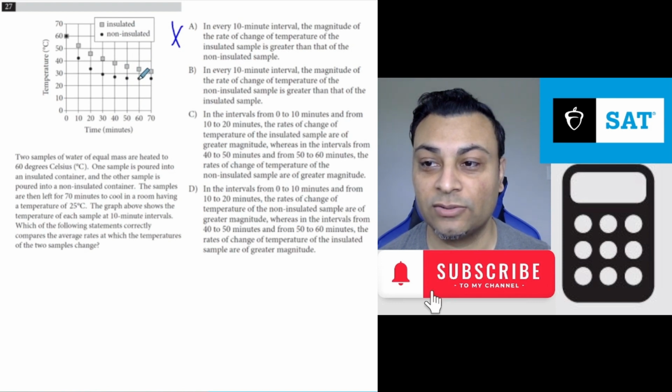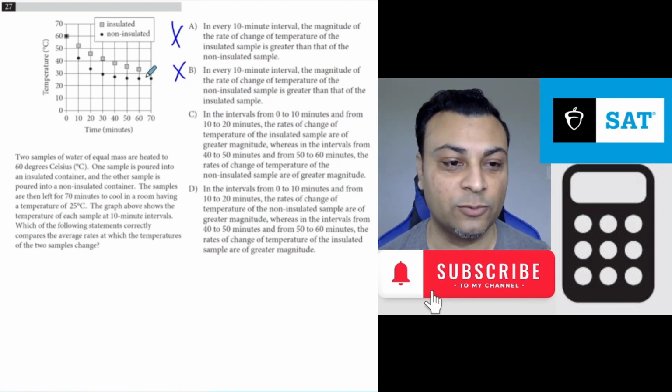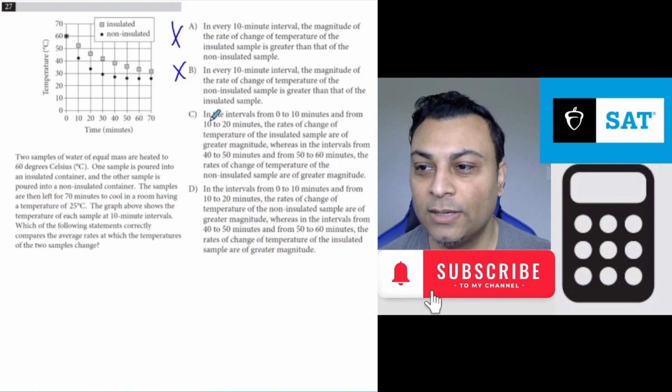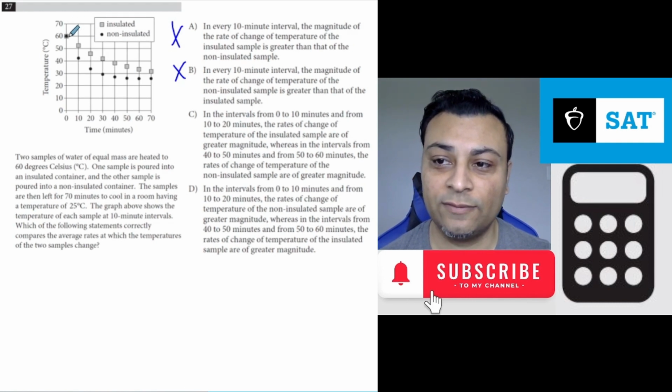And here you can see circle to circle is almost level, but the square is dropping. So you wouldn't say that this is steeper. So B is out. In truth, the circles start out steeper, but level off quicker. Okay, so now option C. In the intervals from 0 to 10 minutes and from 10 to 20, so the first 20 minutes, the rates of change of temperature of the insulated sample are of greater magnitude. So the insulated is steeper, they're saying, for the first 20 minutes.